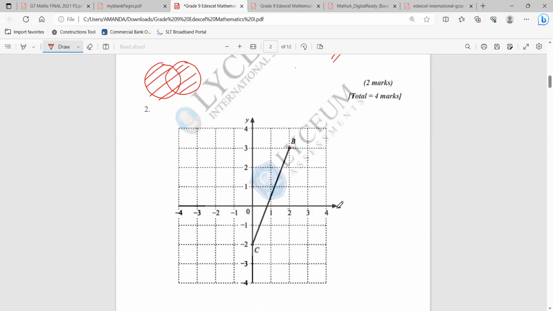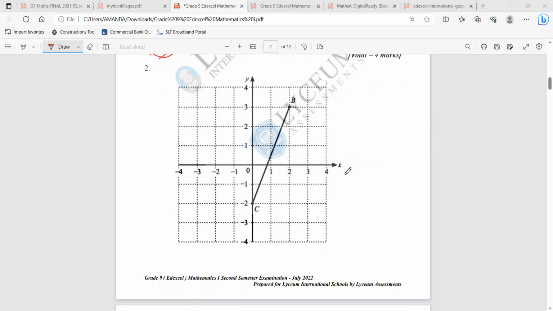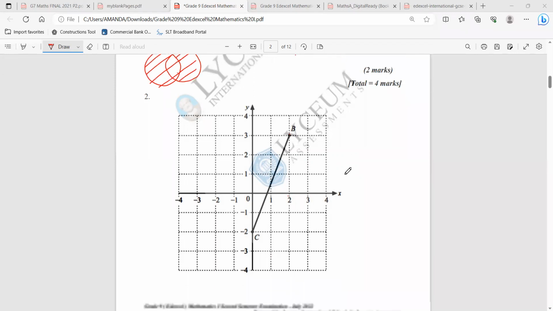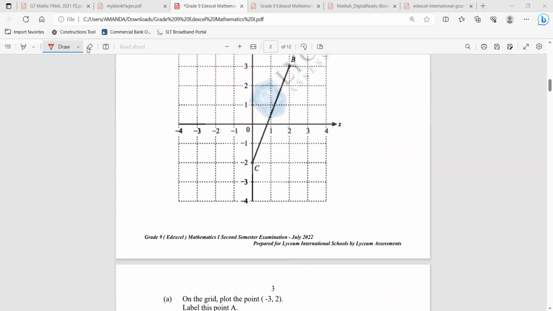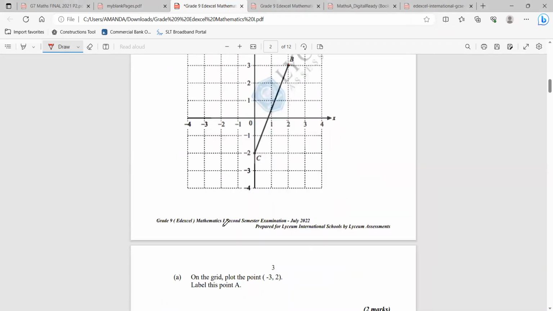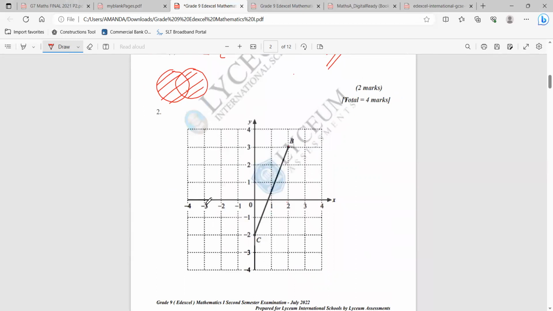Now I'm moving to question number 2. We have a Cartesian plane. What does it say? On the grid, plot point (-3, 2). That's very easy, very easy 2 marks. -3 and +2.